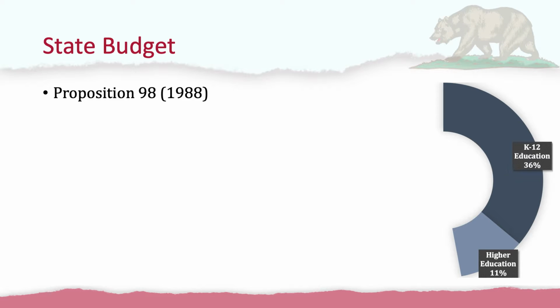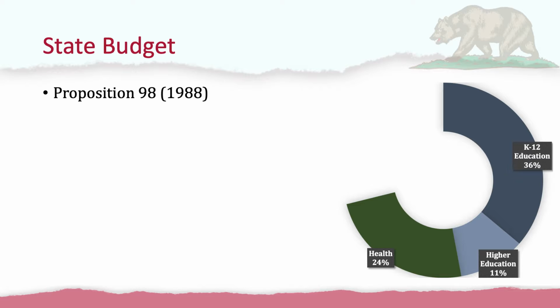The second largest component of the state budget is spending on health, including spending on Medi-Cal, the state's Medicaid program, the Department of Health, and other healthcare spending, which comprises about 1/4 of the state budget.